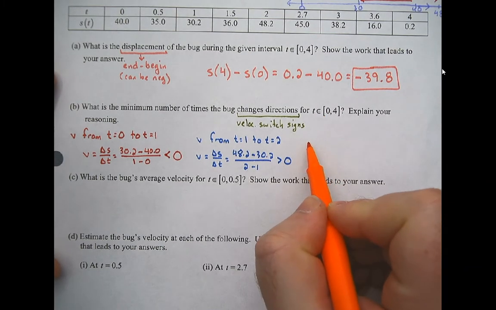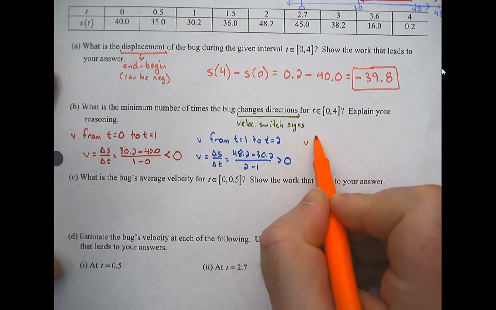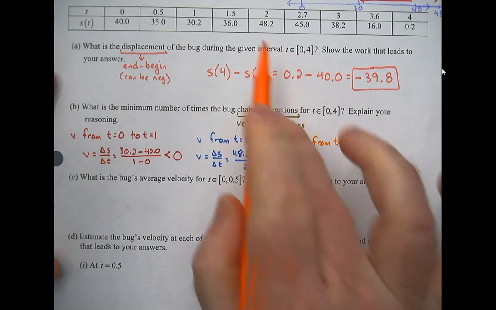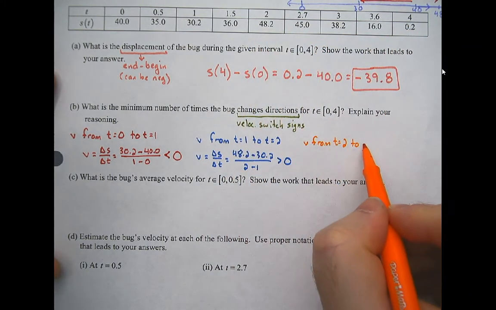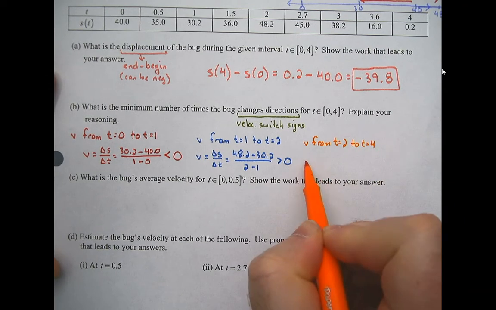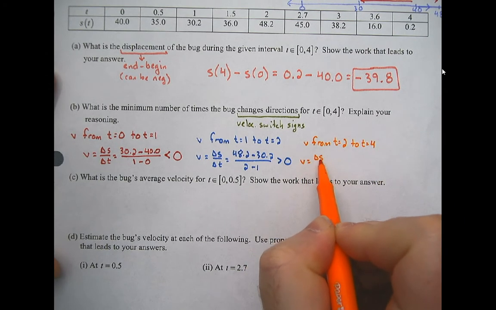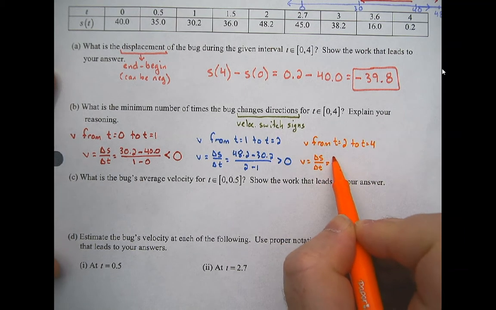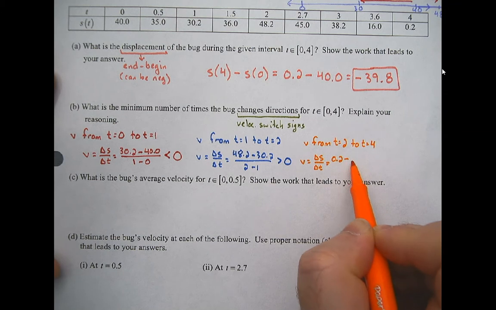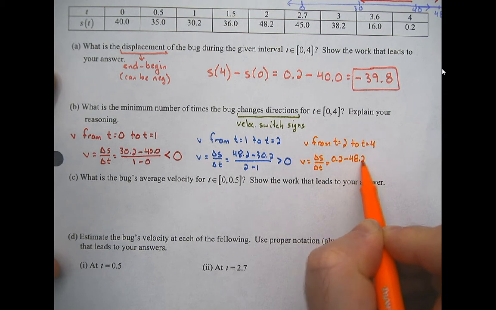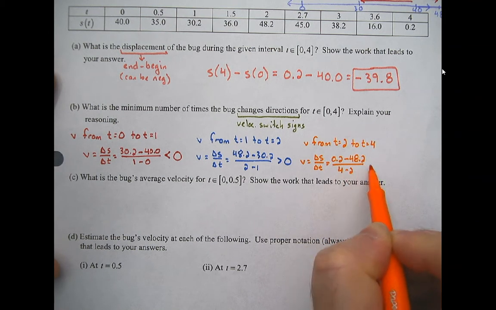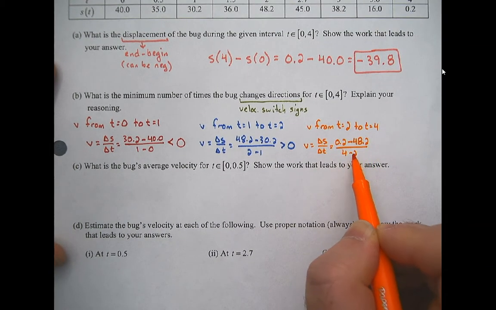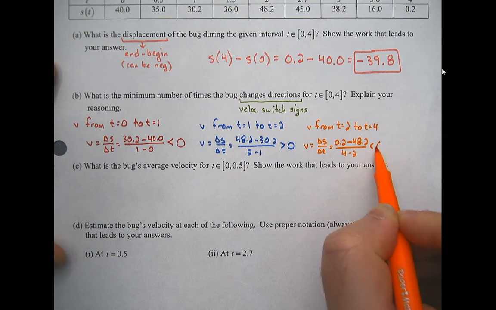Okay, so let's do this again. We know that there's another time. The velocity from time equals 2 until, and then it goes all the way until 4. So my velocity is the change in position over the change in time. At 4, it is 0.2. At 2, it is 48.2, over 4 minus 2. 0.2 minus 48.2, that's a negative. 4 minus 2 is a positive. A negative divided by a positive is a negative.